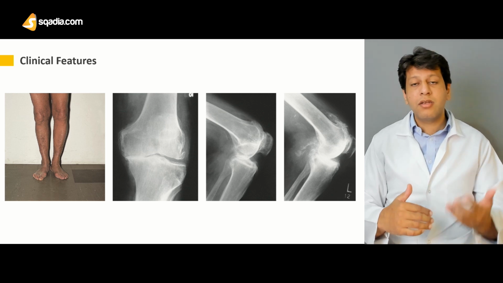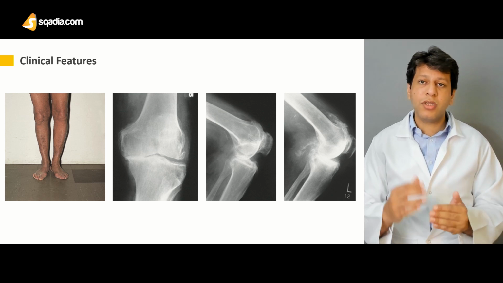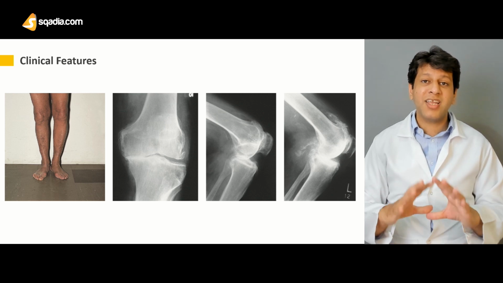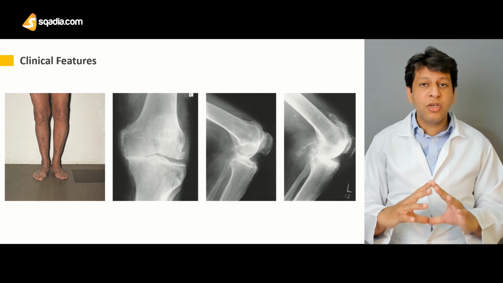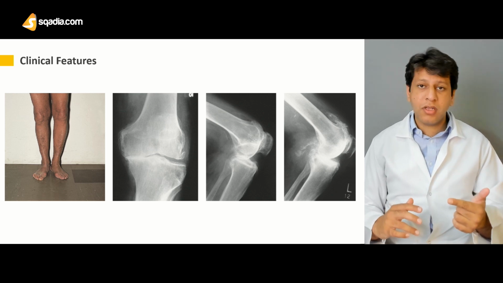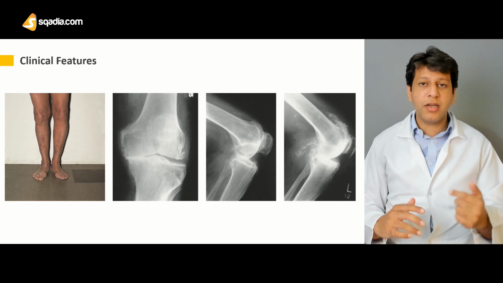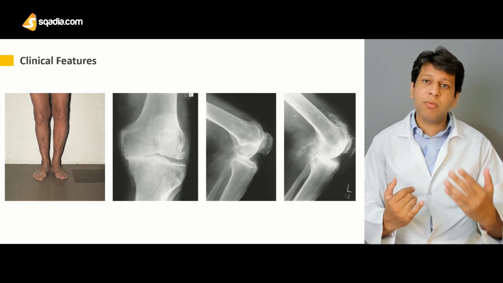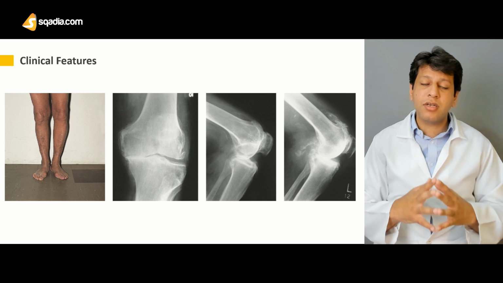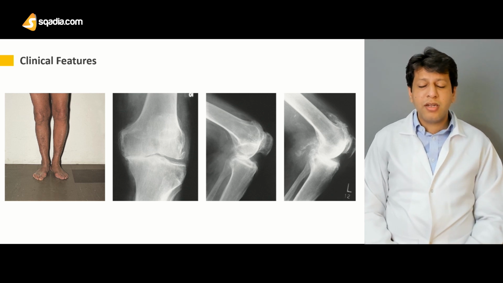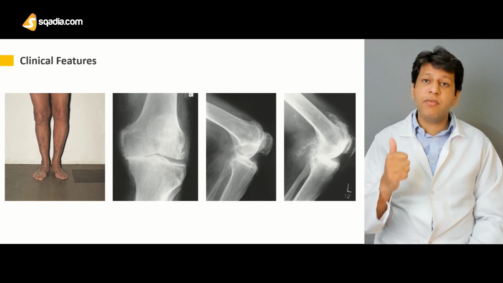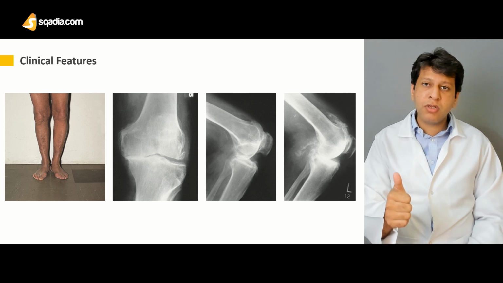There's a Kellgren and Lawrence system as well, which analyzes what grade of arthritis it is on the x-ray AP view of the knee joint. Whenever you suspect that the patient has developed osteoarthritis, you take a detailed history, do an examination, and order certain blood tests, but before that you order radiographic evaluation. And the mainstay of the radiographic evaluation is the x-ray of the knee joint, AP and lateral view, which is mainly the weight bearing view. Why do we need a weight bearing view?